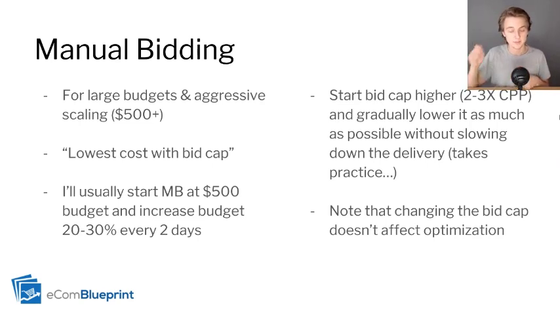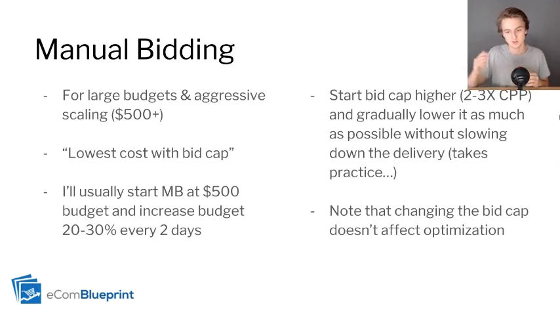And I'll start the bid cap higher than my cost per purchase. So let's say my cost per purchase is $10. I'll start it at $20 to $30, maybe in the middle, so like 25. And then I'll start lowering it as much as possible without slowing down the delivery. So at the start, when you put it 2 to 3 times higher, Facebook should be able to spend your budget quite fast. It'll just be able to spend and bid quite high on your audiences.